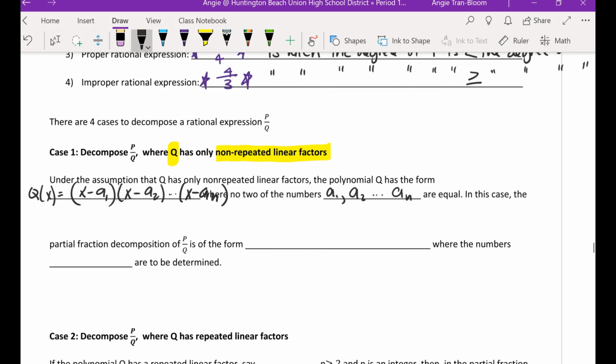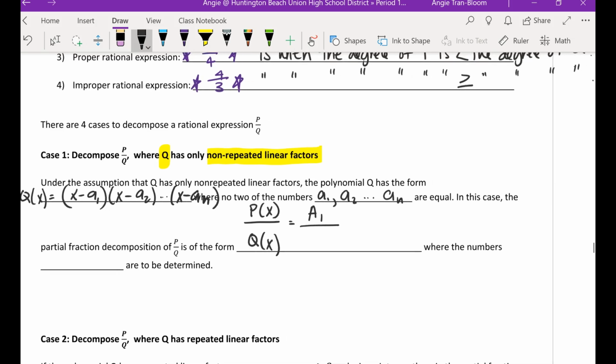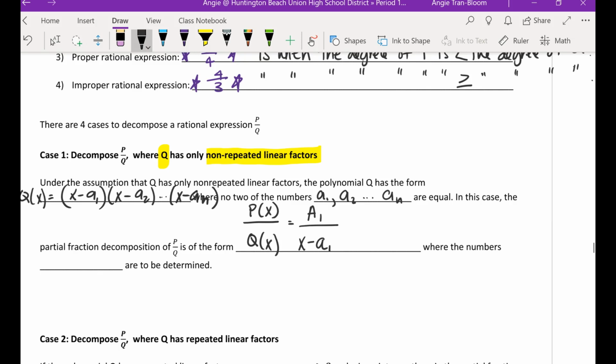In this case, the partial decomposition of P divided by Q is in the form of, ready? P of x divided by Q of x is A1, that just means any constant, over x minus your first factor, plus some new constant, let's call it A2, divided by x minus the second factor. And you're going to have, it can be two, can be more, then however many terms you have, A subscript n divided by x minus a subscript n.